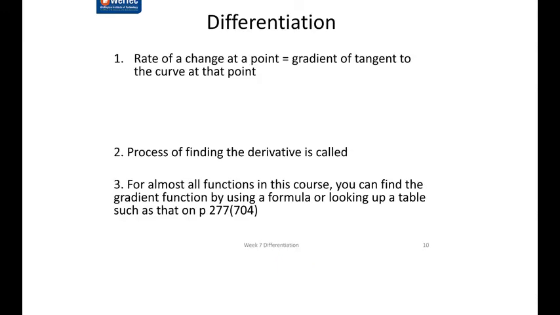So we talk about the rate of change at a point being the gradient of the tangent to the curve at that point, and we're going to write it in lots of ways. We're going to write it as dy by dx. We're going to write it as perhaps f dash. We're also going to write it as d by dx of f(x). We're going to call it the derivative, the gradient function, the differential coefficient. This process of finding the derivative is called differentiation.